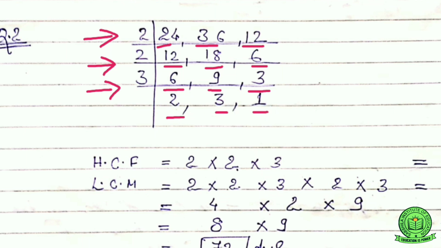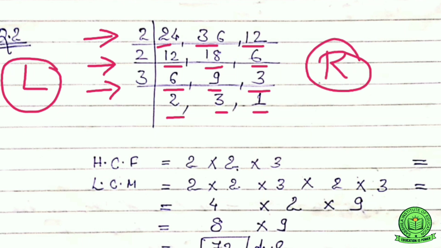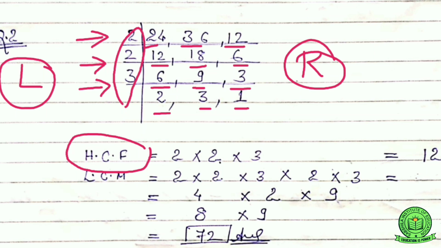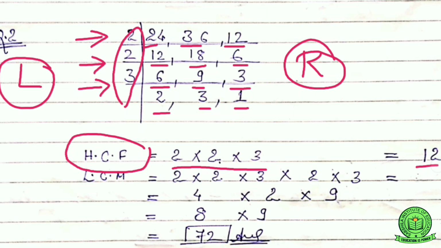What you have to see is the left side and the right side. As I told you, to find the value of HCF, you have to see the left side. On the left side we have 2 into 2 into 3. If you multiply 2 into 2 into 3, you will get 12.